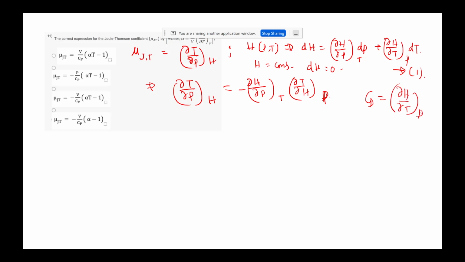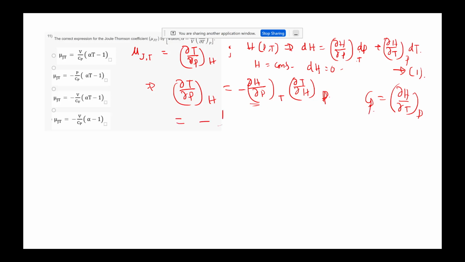Can you explain the last line once more? This line. So if you make del h equal to 0, then del h del P at constant T dP plus del h del T at constant P dT will be 0. And if you take this to the right hand side, then del h del T at constant P dT is equal to minus del h del P at constant T dP. Now this dP you bring here, that will make del T del P, and since this process is h equal to constant, so this is the way. So now we write it this way.